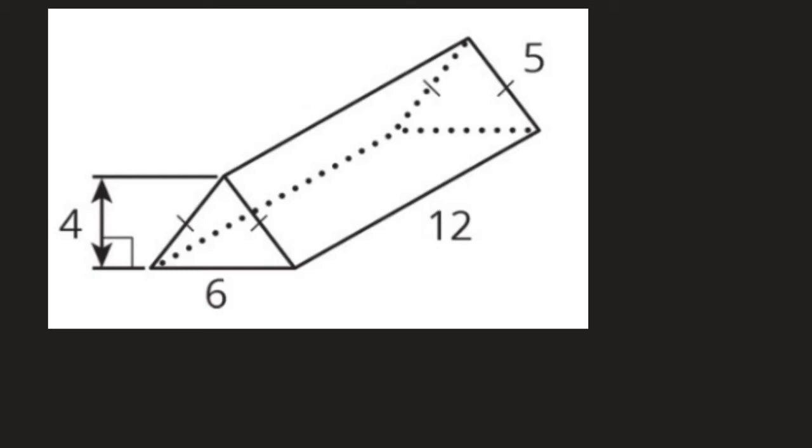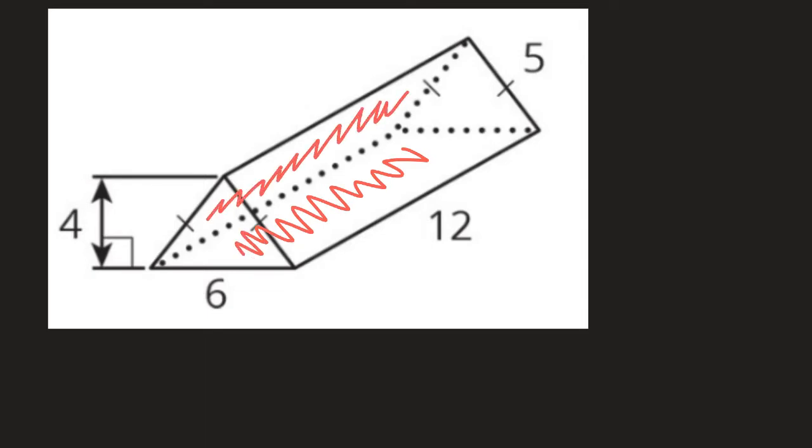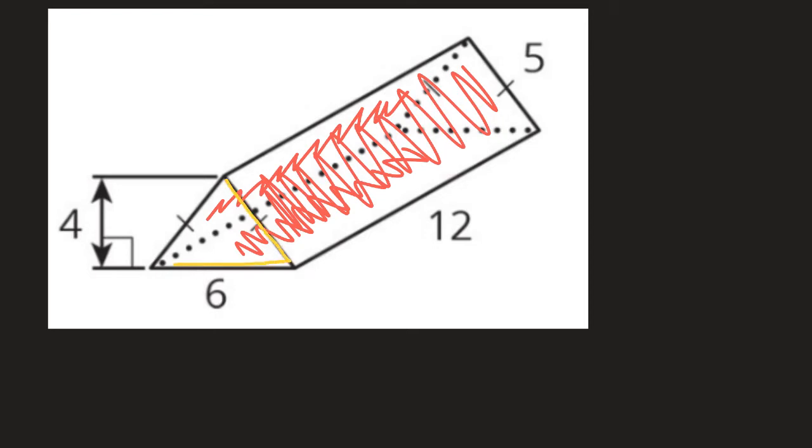So we're going to start by finding these three faces: the bottom of the prism, this side right here, and then finally this side right there. And we can do that all together by taking a look at the perimeter of the base. So the perimeter of the base, we have 5, 6, and another 5.